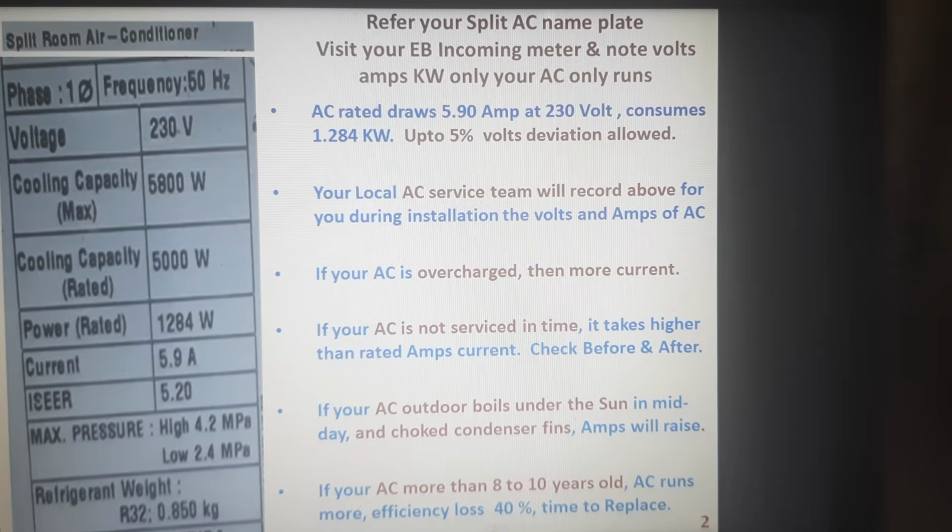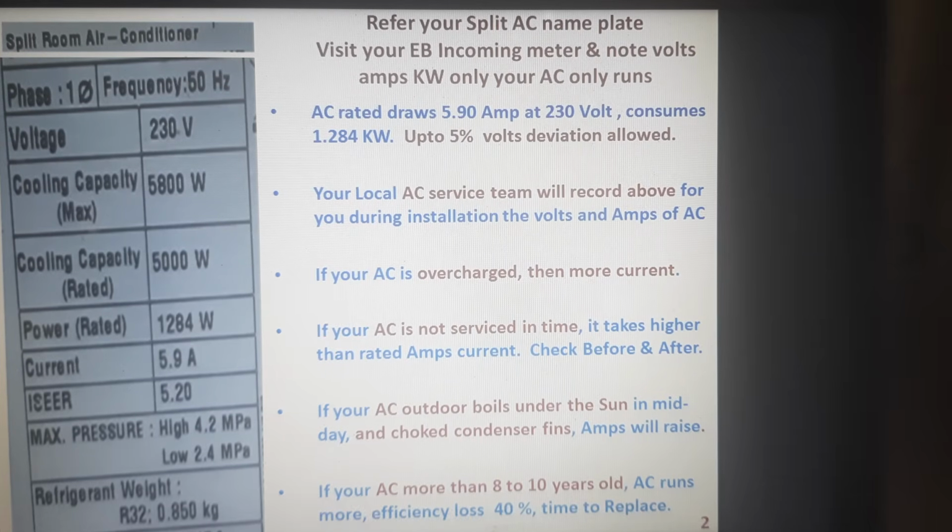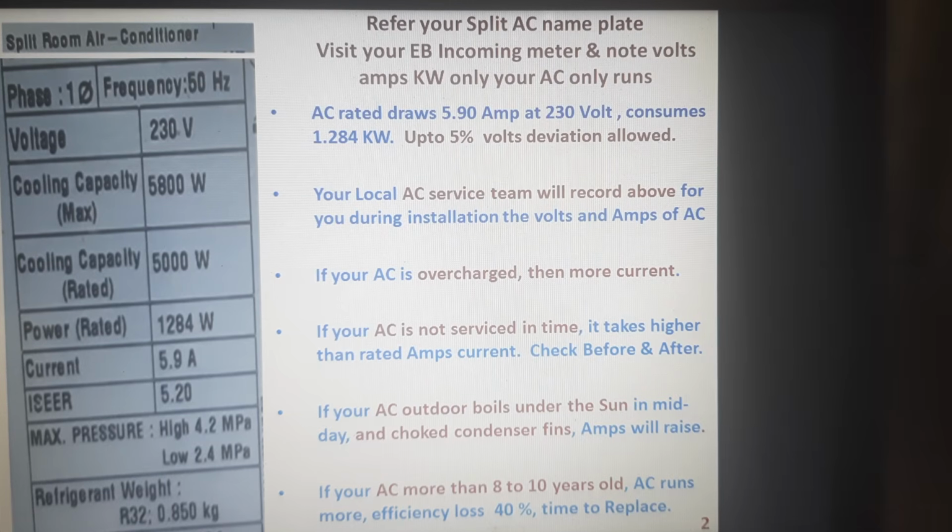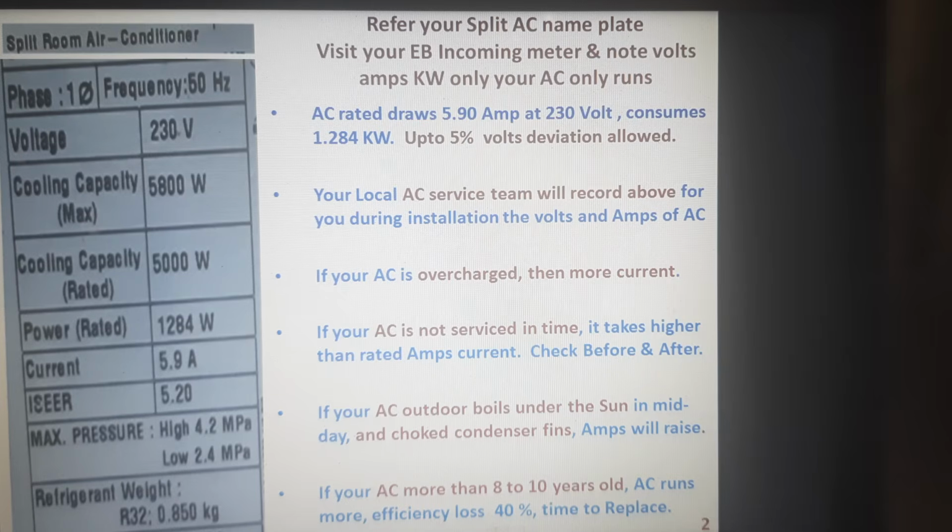So, just refer to your split AC nameplate, and you can visit your EB incoming meter at the incoming of your house and switch off all your loads except the AC load. Keep the AC running and measure what the volts are, what amps it is drawing, and what the kilowatt is that is shown in the EB trivector meter. Up to 5% of voltage deviation is allowed.